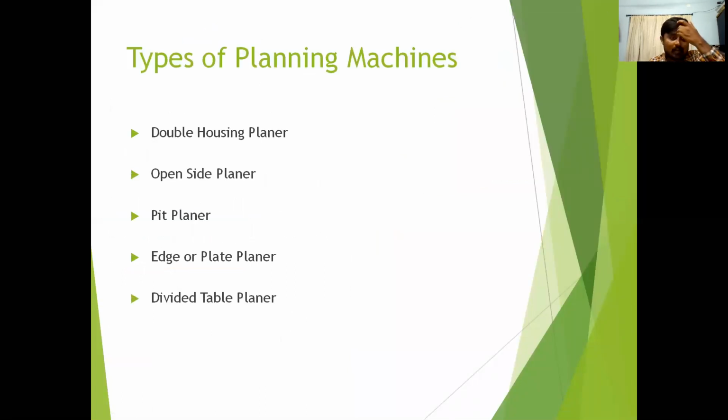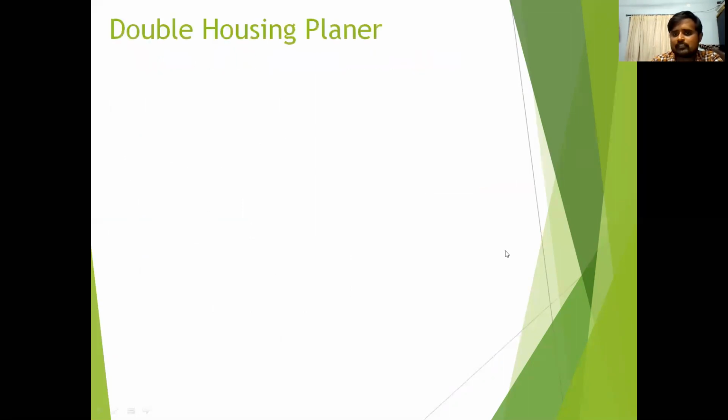There are a total of 5 types of planing machines: double housing planer, open side planer, pit planer, edge or plate planer, and divided table planer. We'll see them one by one.